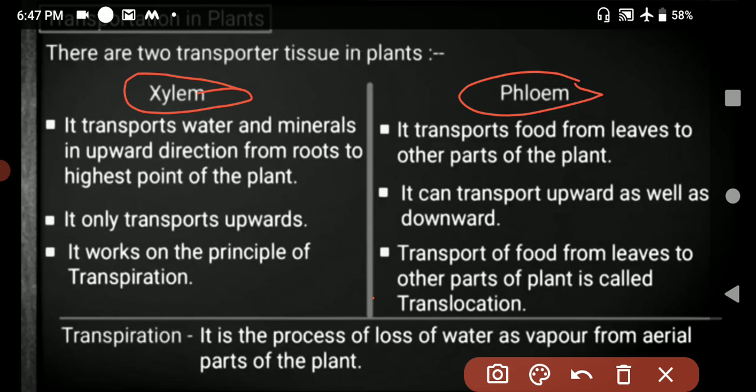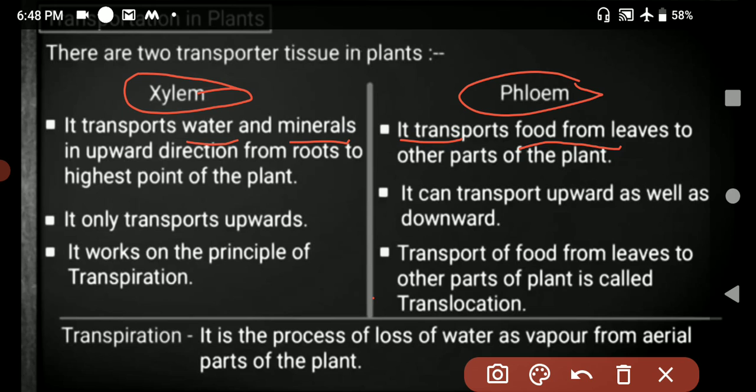Xylem transports water and minerals in the upward direction from the roots to the highest point of the plant. On the other side, phloem transports the food, which is prepared in the leaves, from the leaves to the other parts of the plant.